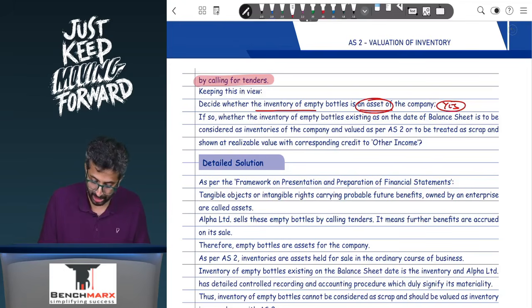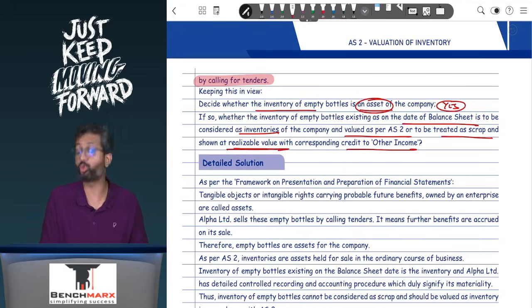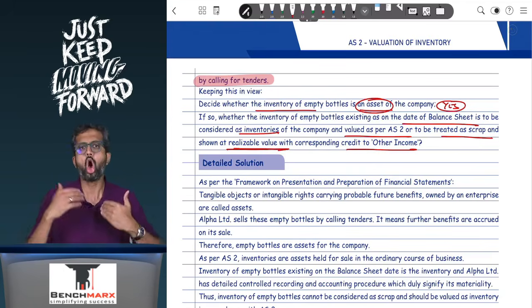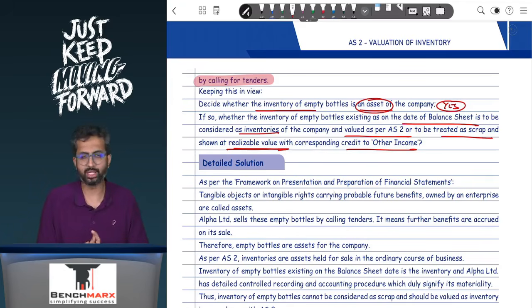Second, if so, whether the inventory of empty bottles existing on the date of the balance sheet should be treated as inventories of the company and valued as per AS 2, or treated as scrap and shown at realizable value with corresponding credit to other income. Now, scrap or, let us say, byproduct depends on whether you are serious regarding this inventory item. In this case, the facts show that you have maintained detailed records and you are calling for tenders. It shows the seriousness of the management in selling these empty bottles, and hence this will be treated as inventory and accounted for as per AS 2.